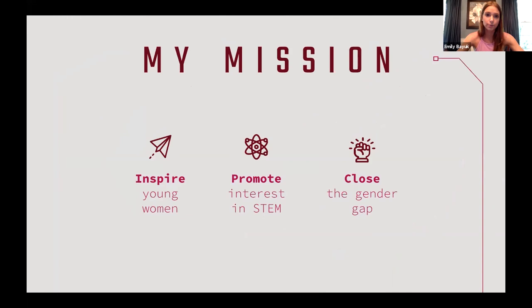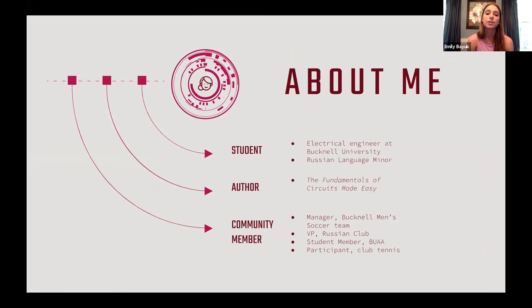Going more into my mission as an engineer at Bucknell, I want to inspire young women to be interested in STEM and help close the gender gap. A little bit about me at Bucknell. I'm a student with a Russian language minor. I'm also the author of The Fundamentals of Circuits Made Easy, which I published about a year ago, and I'll get more into that later in my presentation. At Bucknell, I'm the manager for the men's soccer team, the vice president of the Russian club, and a student member of the BUAA, the Bucknell Alumni Association. I help bridge the gap between alumni and current students and help create a bigger, stronger Bucknell community.